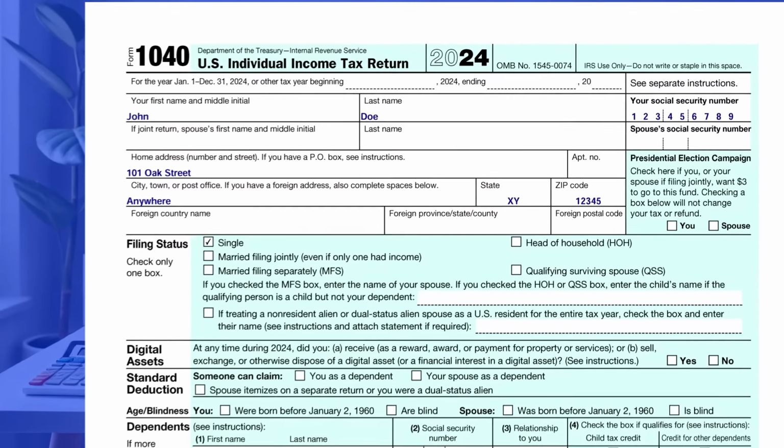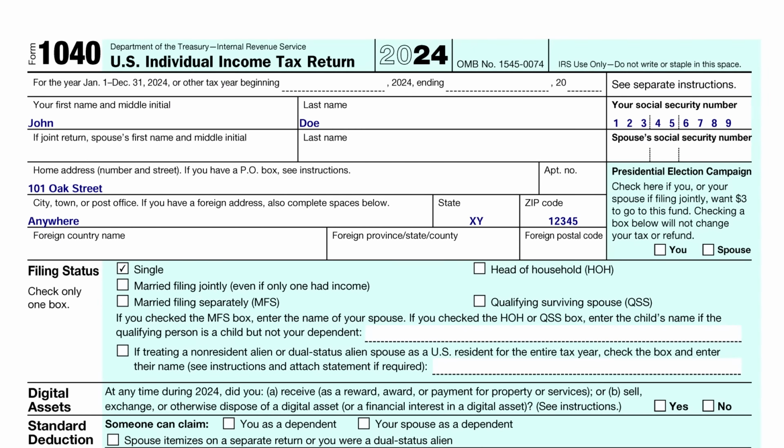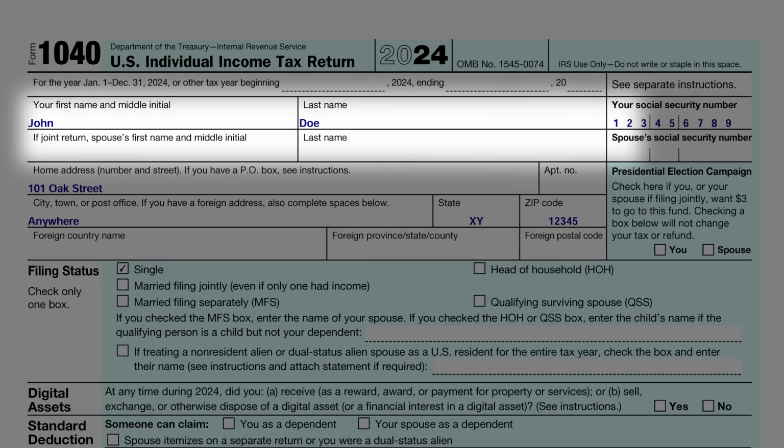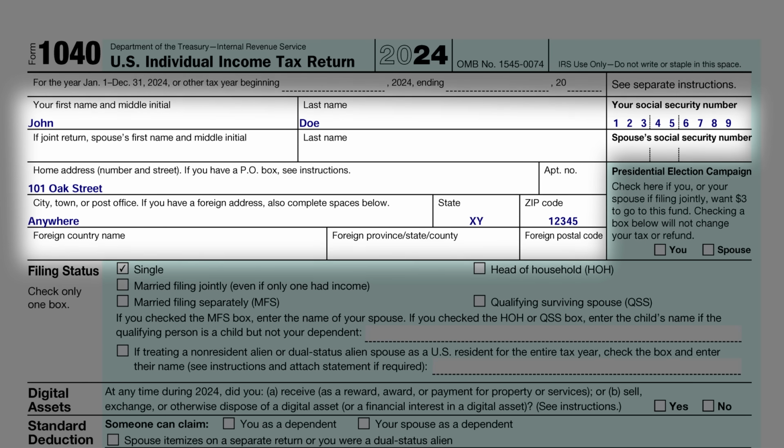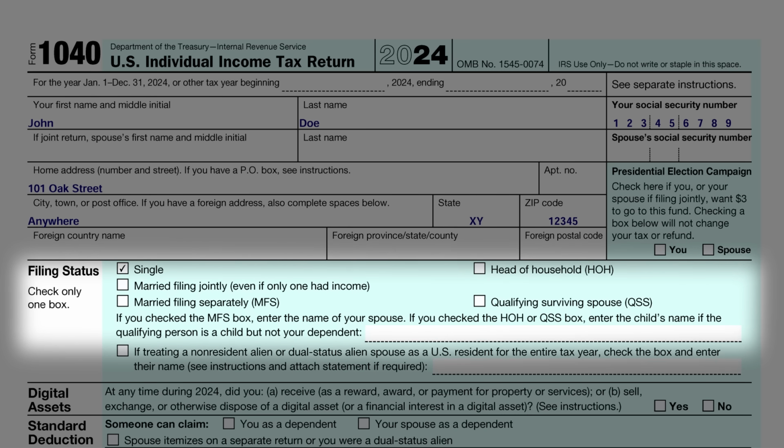Now let's go through an example. Imagine John, a single filer working on his taxes for 2024. He's filled in his personal information, including his name, social security number, and address. He's checked the box for single as his filing status.